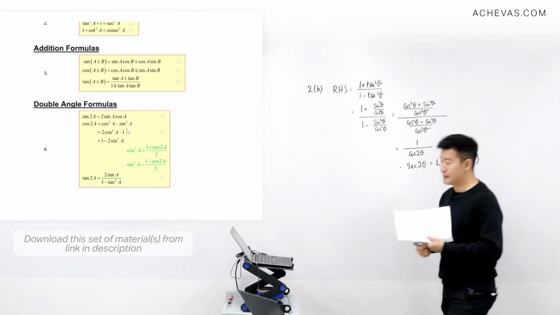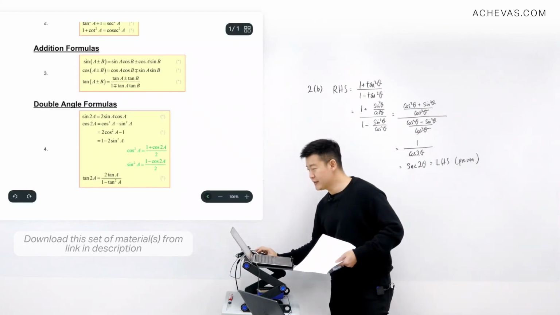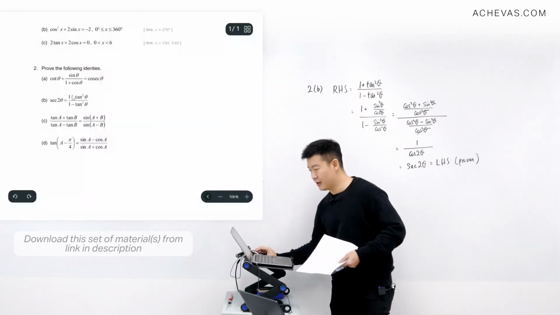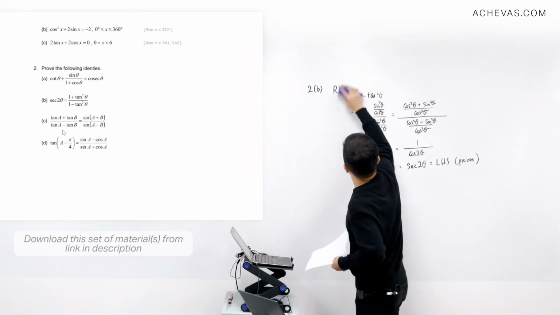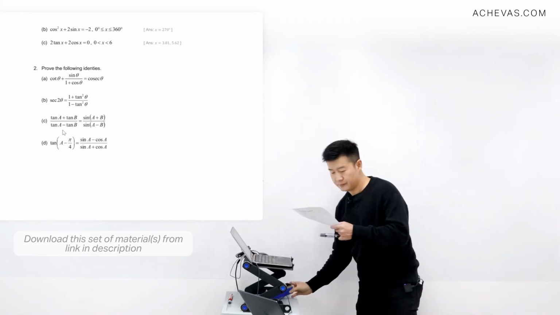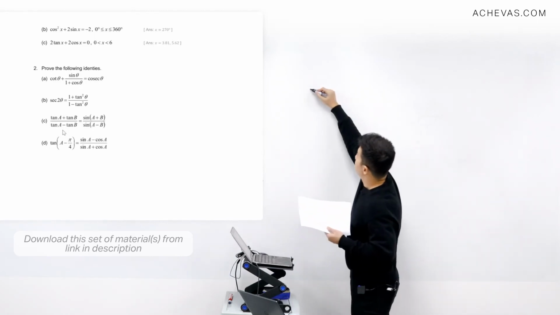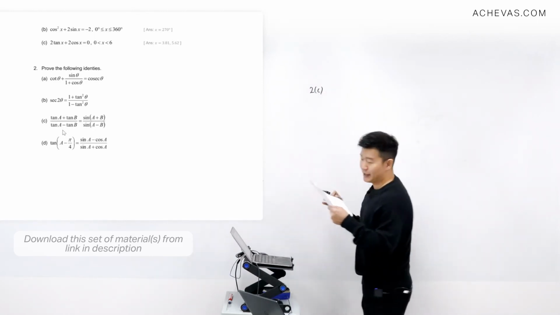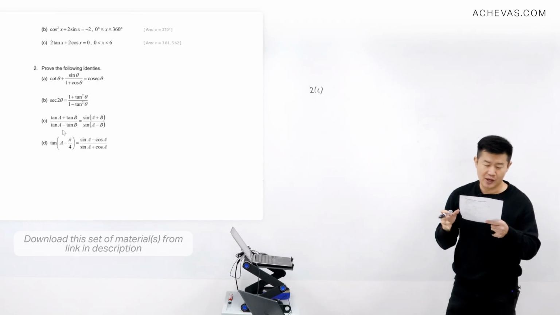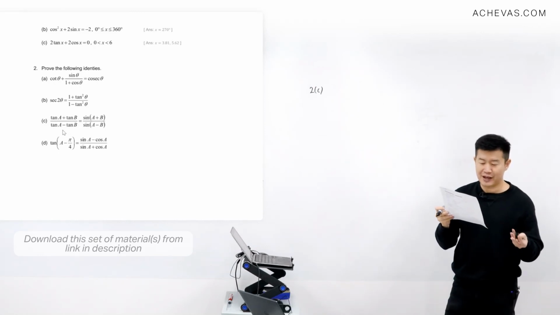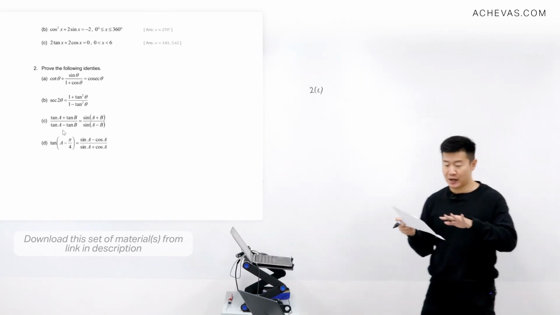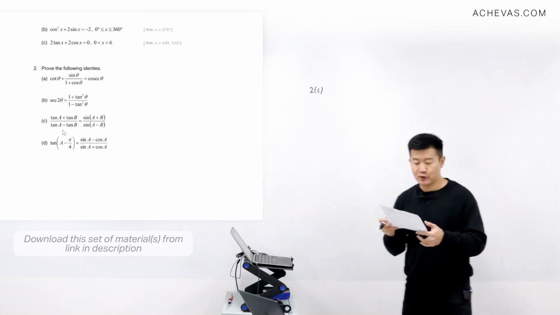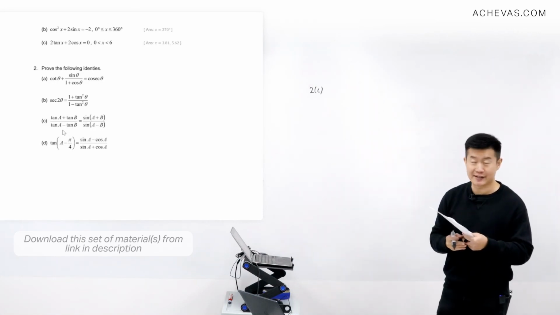Let's take a look at 2c. In 2c, we have this, which involves tangent. We need to pick a side to start. Which side should we prove? Both left and right hand side look pretty okay. Based on my experience, and if it doesn't work I'm just going to pick the other side, it is fine, I'm going to try to start with the right hand side.